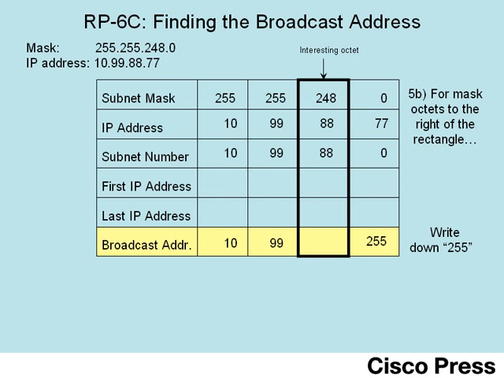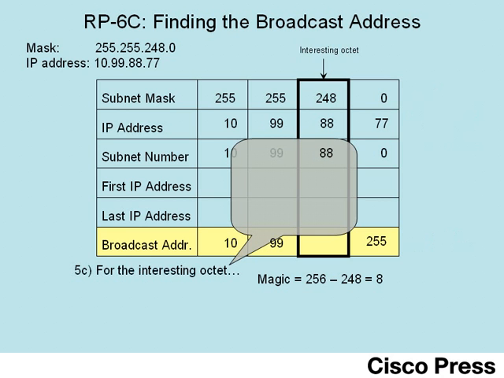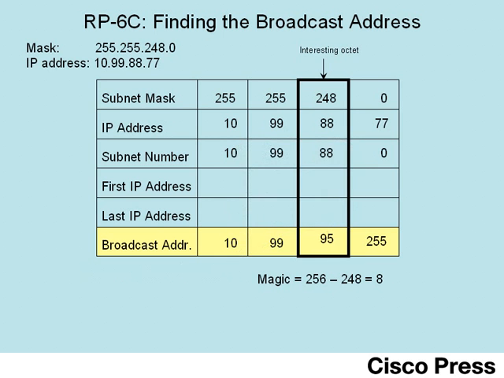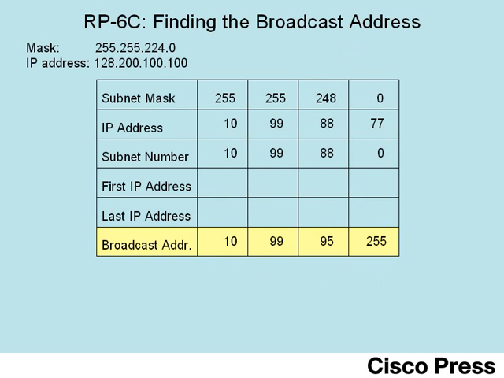Now that leaves us with one open octet, and that's where the tricky part comes in. So what we do is we take the subnet number's value in that octet, 88 in this case, and we add the magic number of 8 and subtract 1. Now the resulting value 95 is the value in the third octet of the broadcast address, which gives us a subnet broadcast address of 10.99.95.255.